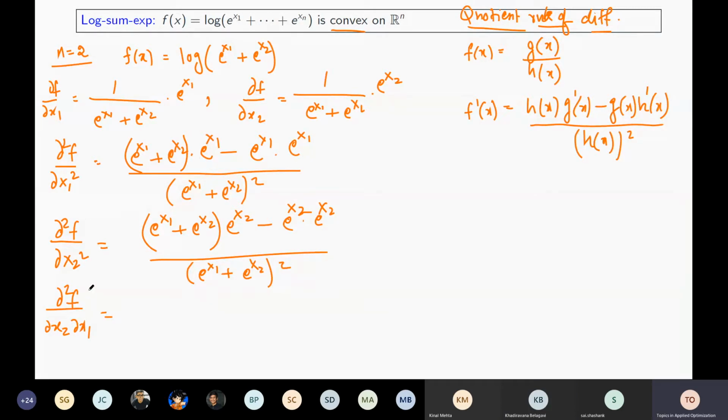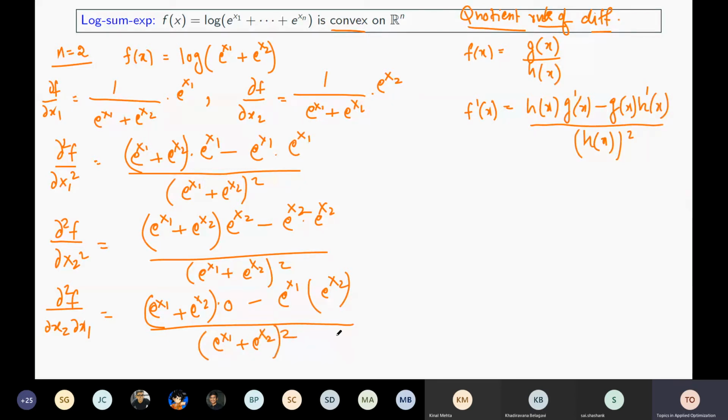If we do it, we have to do del by del x2 of del f by del x1. So we have to do the derivative of this with respect to x2. Again, denominator into derivative of the numerator with respect to x2, which will be 0, minus numerator times derivative of the denominator with respect to x2, which is just e^x2, and divided by the denominator squared, which is (e^x1 plus e^x2) squared.